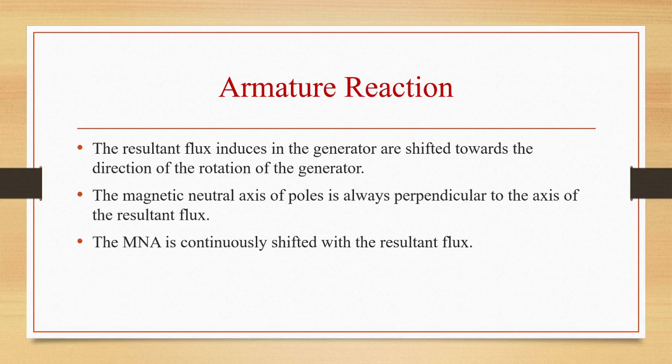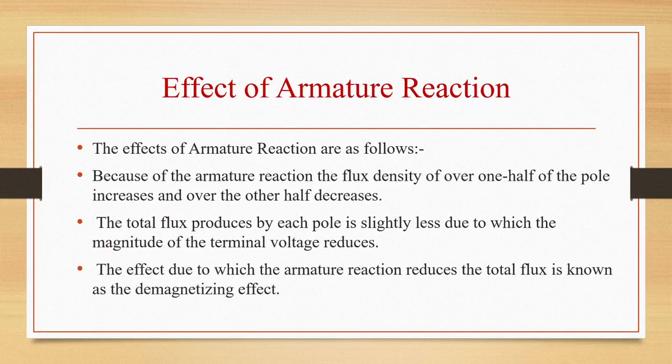Resultant flux induced in the generator will be shifted towards the direction of the rotation of the generator. Magnetic neutral axis of poles is always perpendicular to the axis of resultant flux. MNA is continuously shifted with the resultant flux. So, the position of MNA will depend on the resultant flux and it will shift continuously.